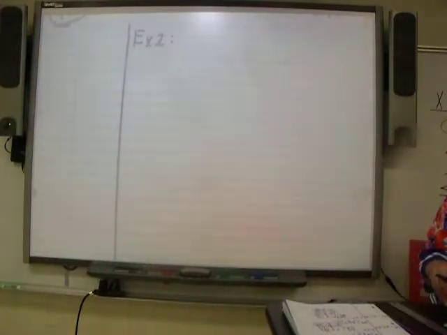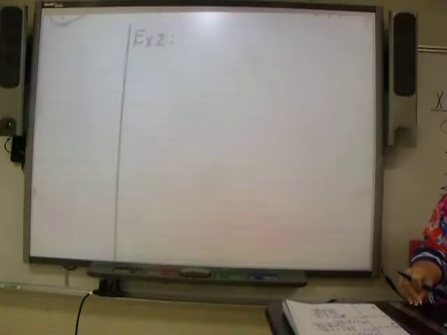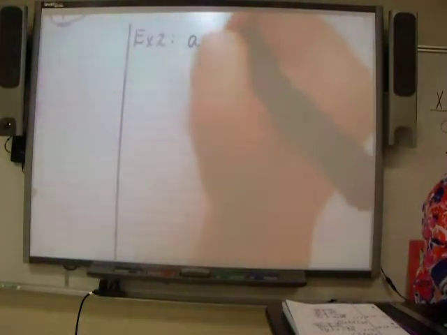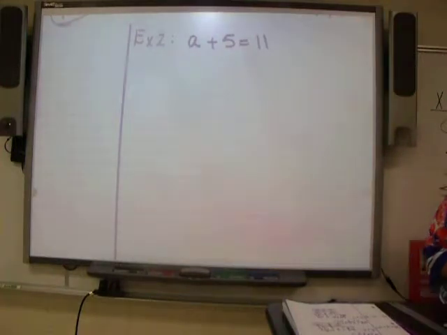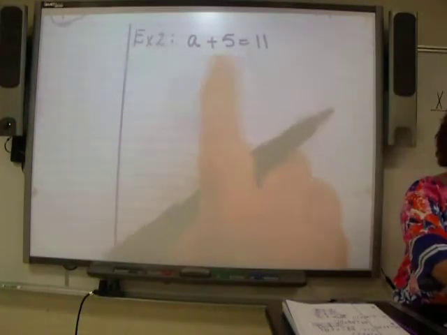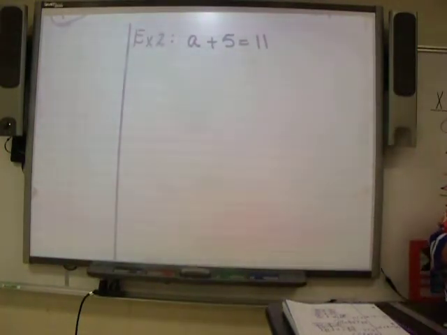Because when these get harder, when fractions and decimals are part of these, when there are x's or variables on both sides, if you haven't been practicing the strategy the easy way, you're not going to know how to do it when it gets harder. So, example 2: a plus 5 equals 11. Again, it's an equation. It has an equal sign. It says that this expression is equal to that expression.